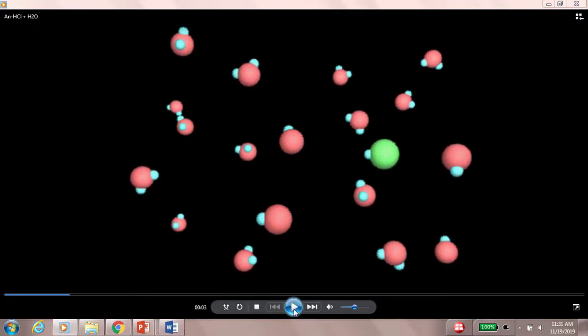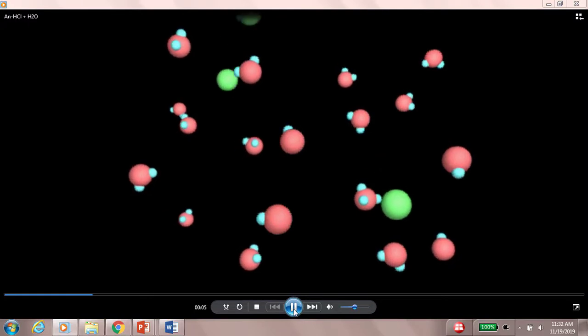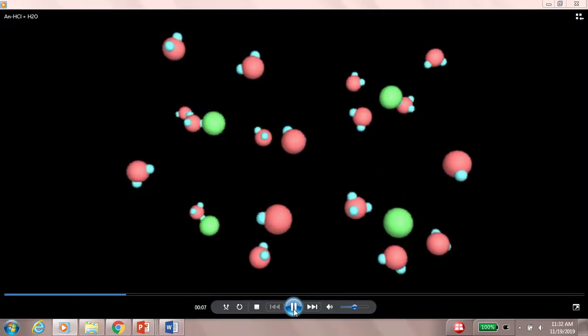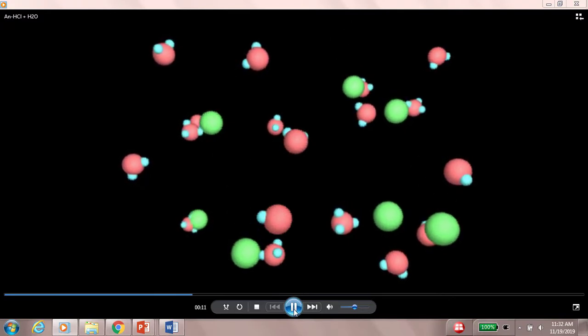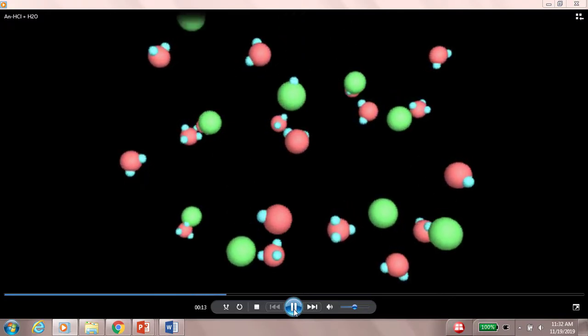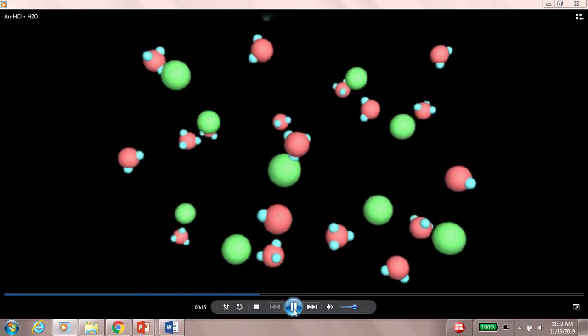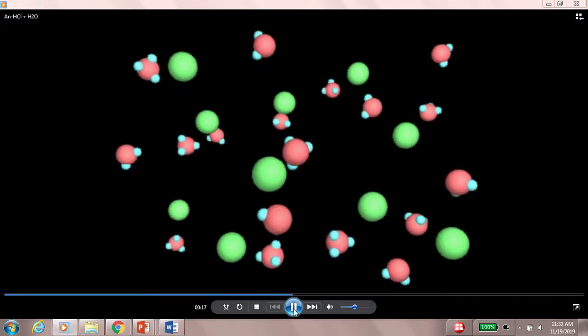Stop it for just a moment. Again, hydrogen is light blue, chlorine is green. And when the HCl molecules encounter water molecules, they transfer a hydrogen. HCl is a strong acid. This reaction is extensive. All of the HCl molecules like to give away their hydrogens to water.